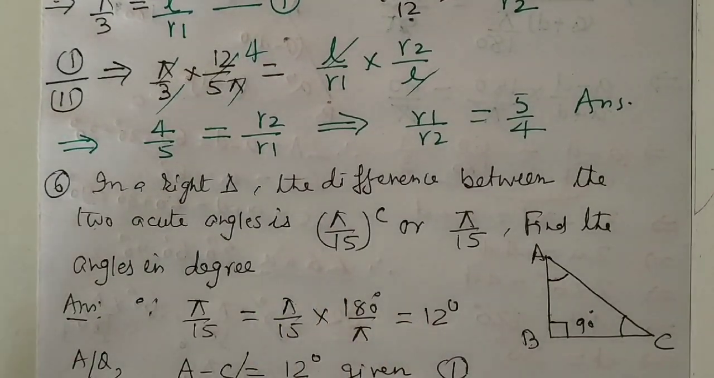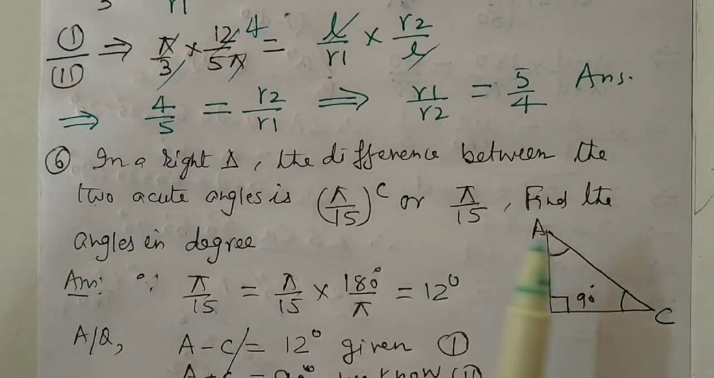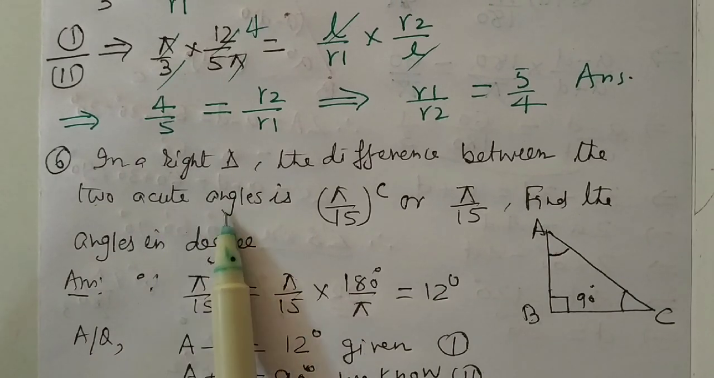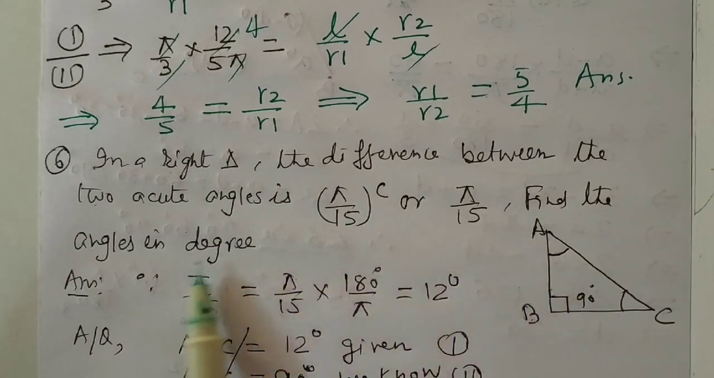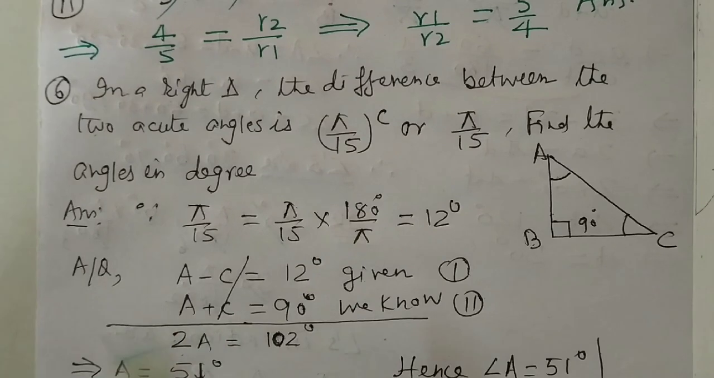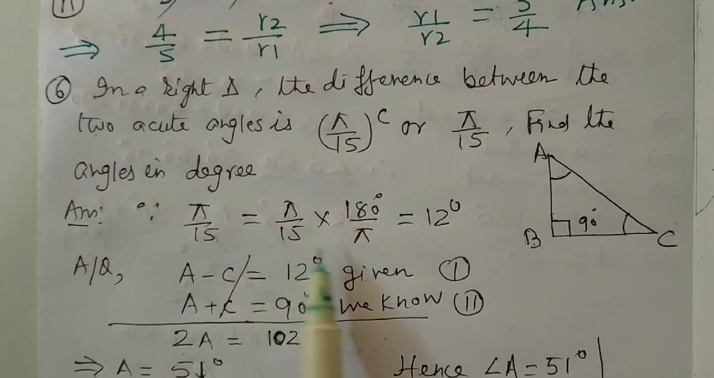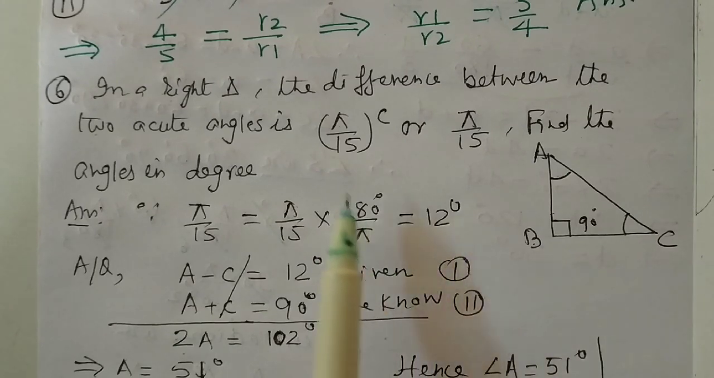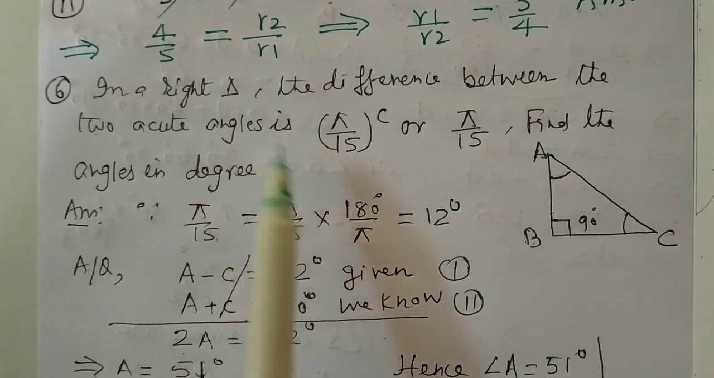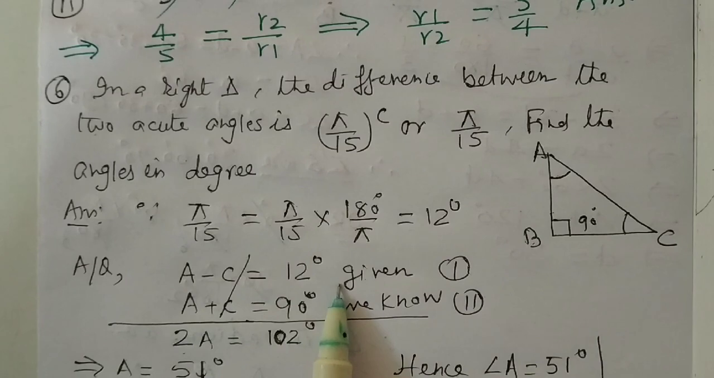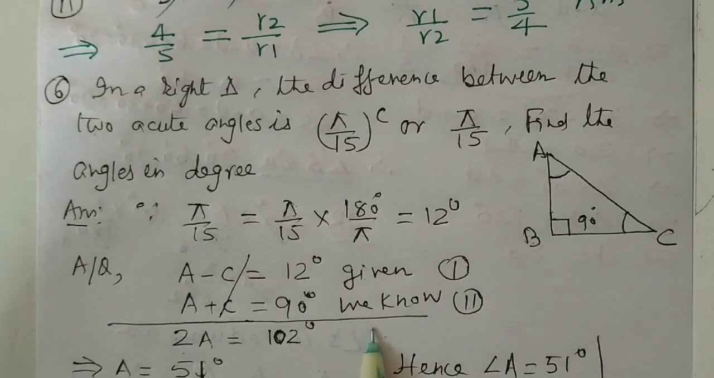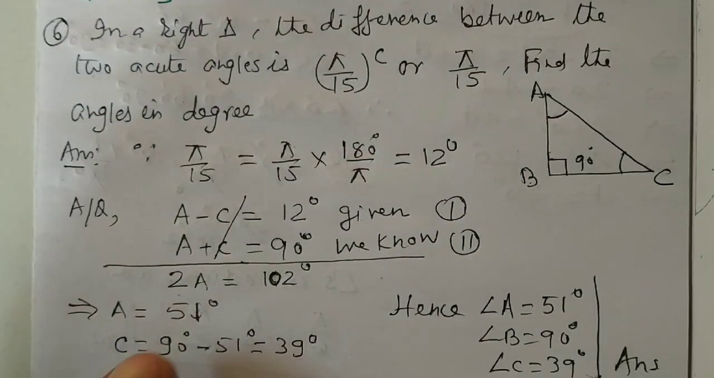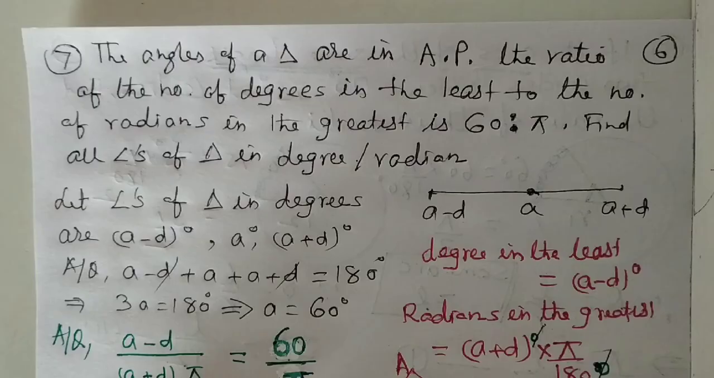Now 6th problem. In a right triangle, the difference between the two acute angles is pi by 15. Find the degree measure of the angles. Now pi by 15, converted to degree, is 12 degree. According to the question, the difference between the two acute angles, A minus C, is equal to 12 degree. A plus C is equal to 90, we know. Solve it, get A, then get B, then get C.